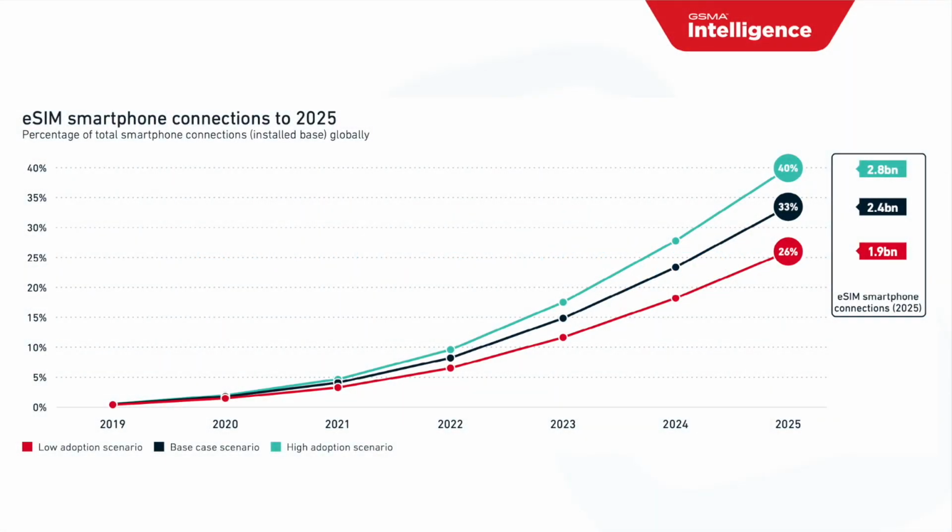The graph you see here is from the GSMA, which is a trade association representing nearly all the mobile network operators across the world. From their studies, GSMA predicts that by 2025, a third of all smartphones will not only be eSIM enabled, but will actually be using eSIM to connect to mobile networks. This being the case, it's likely that by 2030, nearly all mobile devices will be using eSIM instead of physical SIM cards.